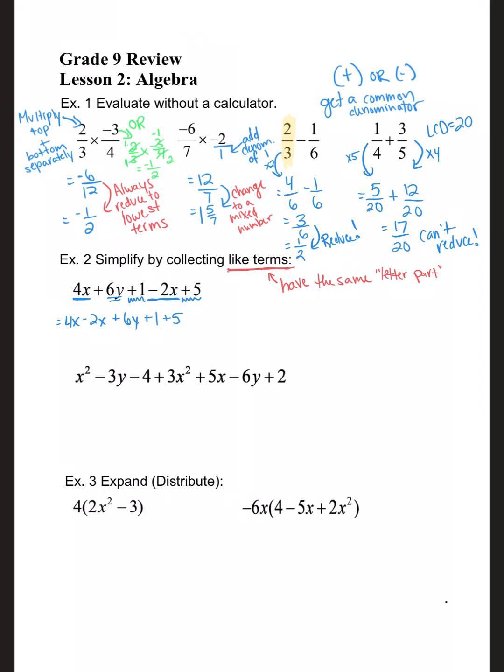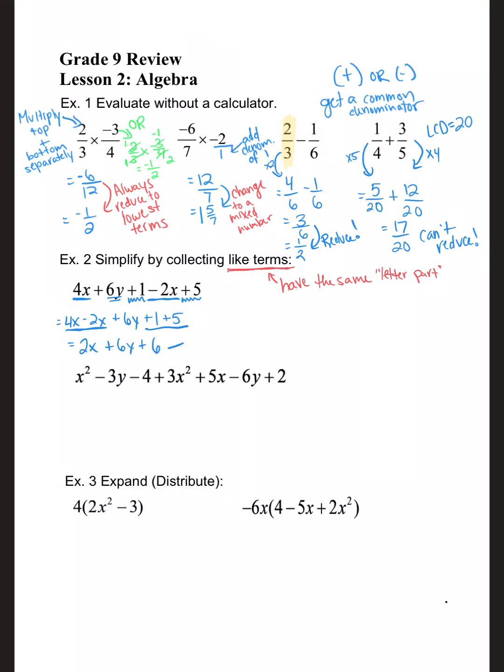And now we can actually take a look at simplifying. So we have this 4x minus 2x. We can simplify that. I like to say, think about apples. If we have 4 apples and we take away 2 apples, we're going to have just 2 apples, or 2x. We don't have to do anything with our 6y because we're not combining it with anything. And then finally, we can add that positive 1 and that positive 5. So we're going to have a plus 6.